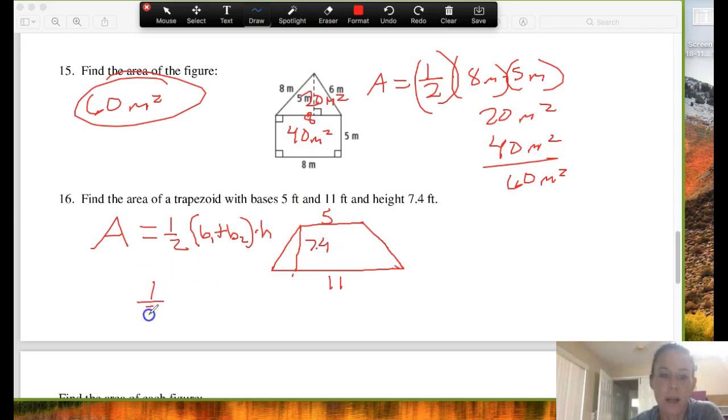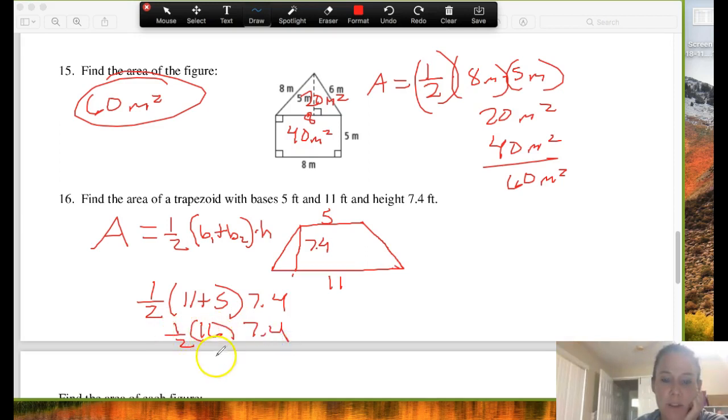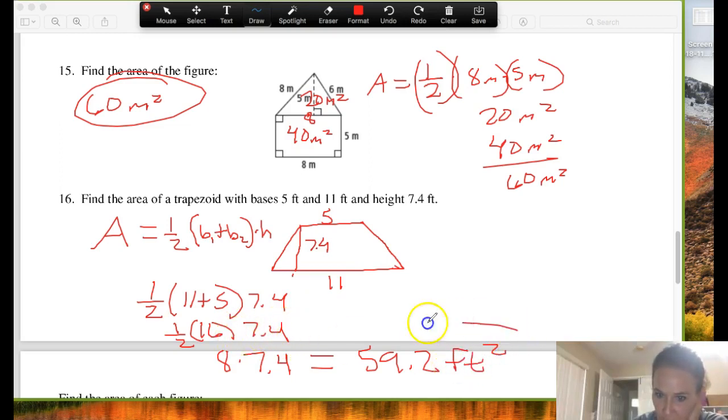So you're just going to go 1/2, you add your two bases, 11 plus 5, and then multiply that by the height. Make sure you know your order of operations. You always do what's in parentheses first. Then you do your multiplication. So 11 plus 5 is 16. So 1/2 of 16, and then multiply that by 7.4. 1/2 of 16 is 8. 8 times 7.4 is, what is that? 8 times 7.4 is 59.2. And this was all in feet, and you're multiplying feet times feet, so area is always feet squared. 59.2 feet squared is the area of this trapezoid.